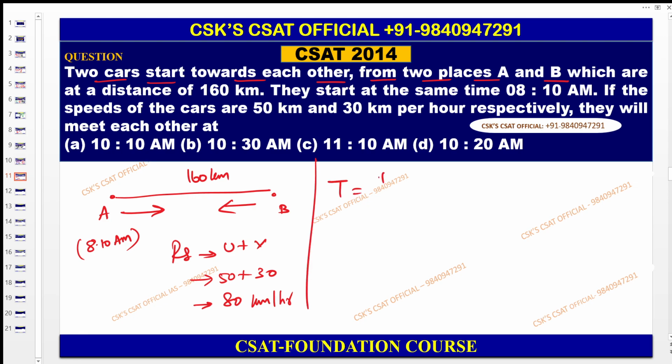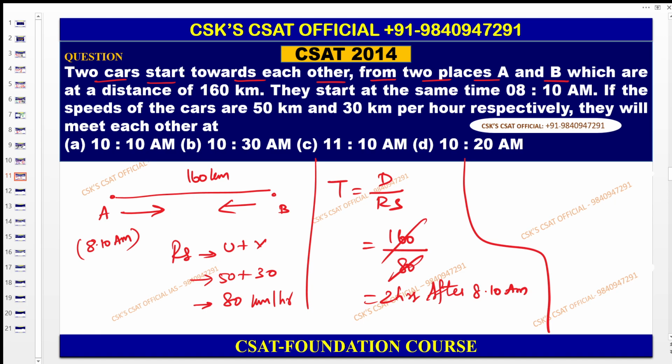Then time is equal to distance by relative speed. The distance here is 160 kilometers, by 80. Therefore 2 hours after the starting time. Both are starting at 8:10. So 2 hours after 8:10, the answer is 10:10 a.m. Able to understand? Okay, fine.